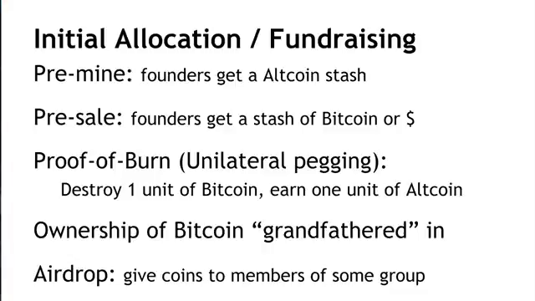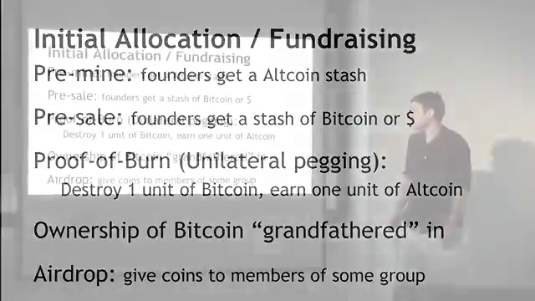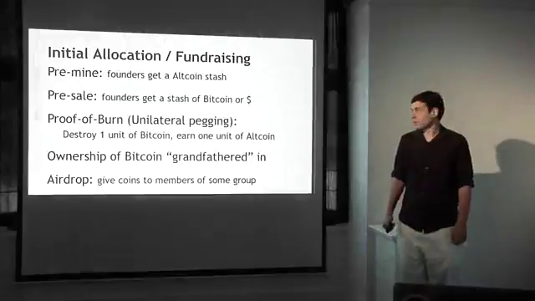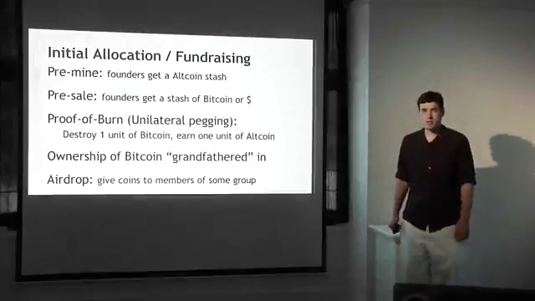One is called a pre-mine, which is where the founders of the currency reserve some portion of the money supply for themselves. They get a stash of the units of their own altcoin. Sometimes they say that this pre-mine amount is intended to be used for further development of the currency, or to pay developers, for example. Another way of allocating units of an altcoin initially is through a pre-sale.